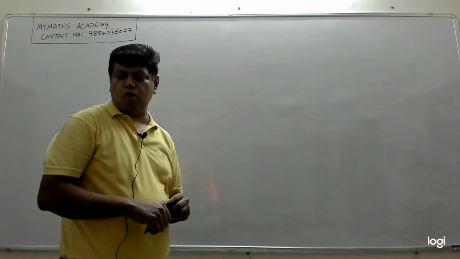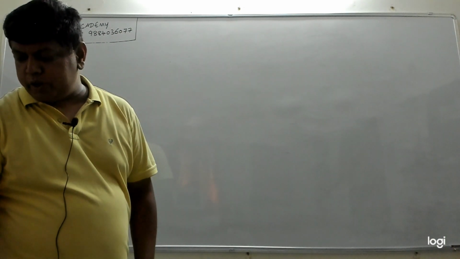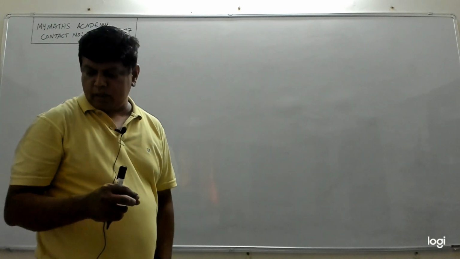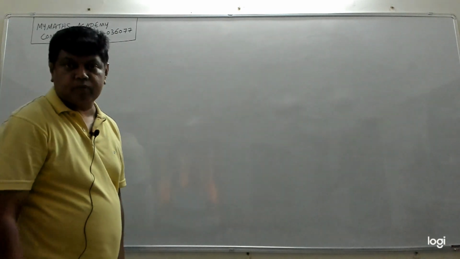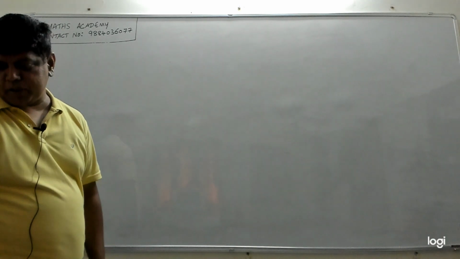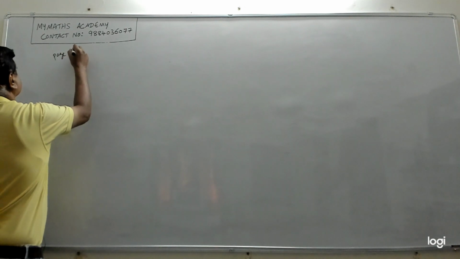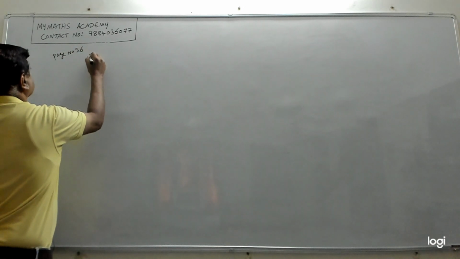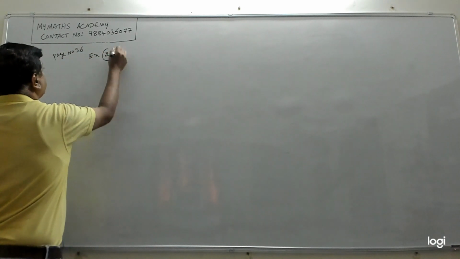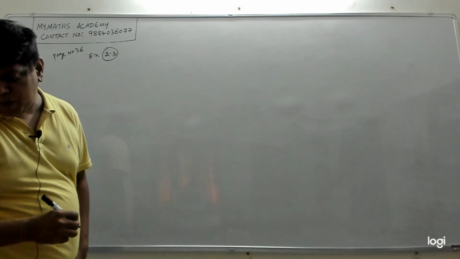We'll continue on the Polynomials chapter for 10th standard CBSE Maths. We will continue with exercise 2.3, third problem. The third problem in exercise 2.3, page number 36. So page number 36, exercise 2.3, problem number 3.